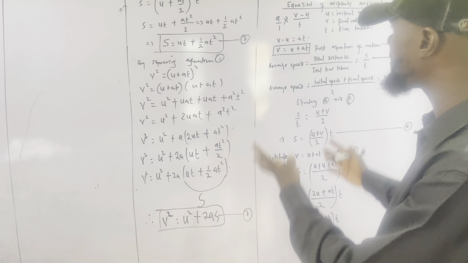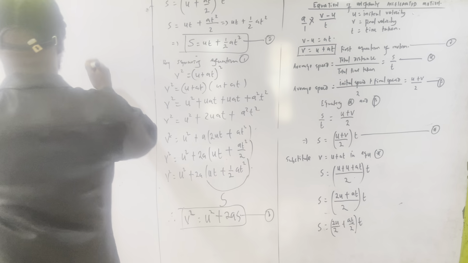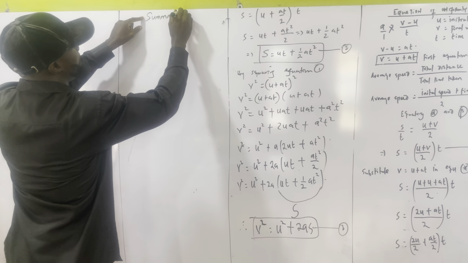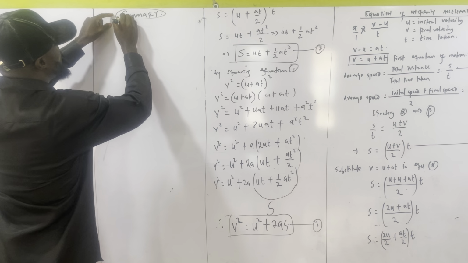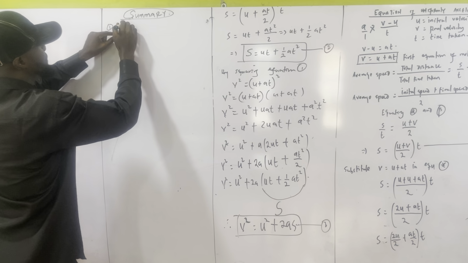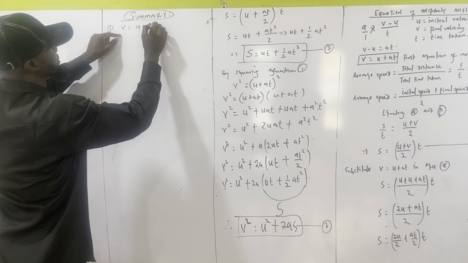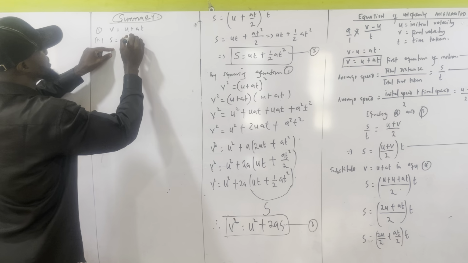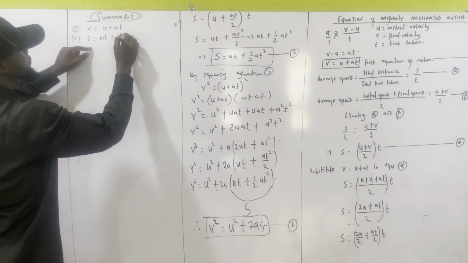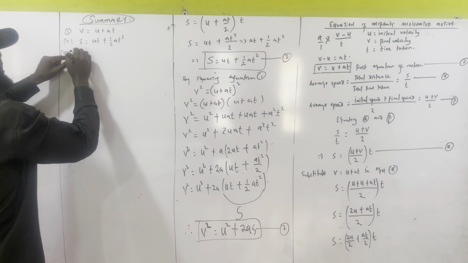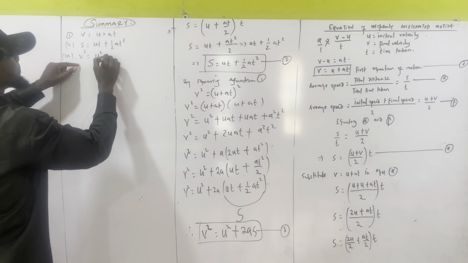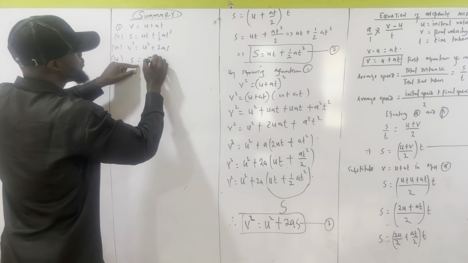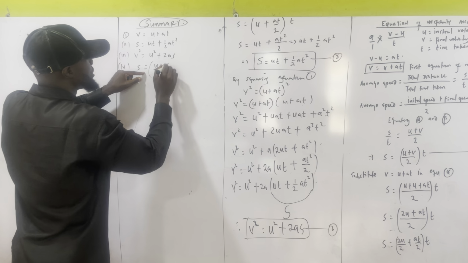Now the summary of everything is that we have the first one as v = u + at. We have the second one as s = ut + half at squared. We have the third one as v squared equals u squared plus 2as. I'll give you the supplementary one that says s equals (u + v) over 2 into t.